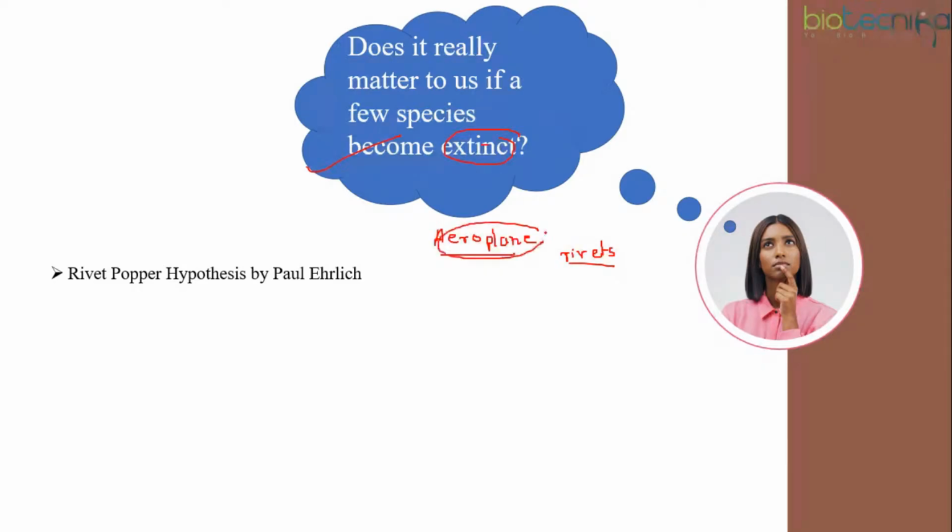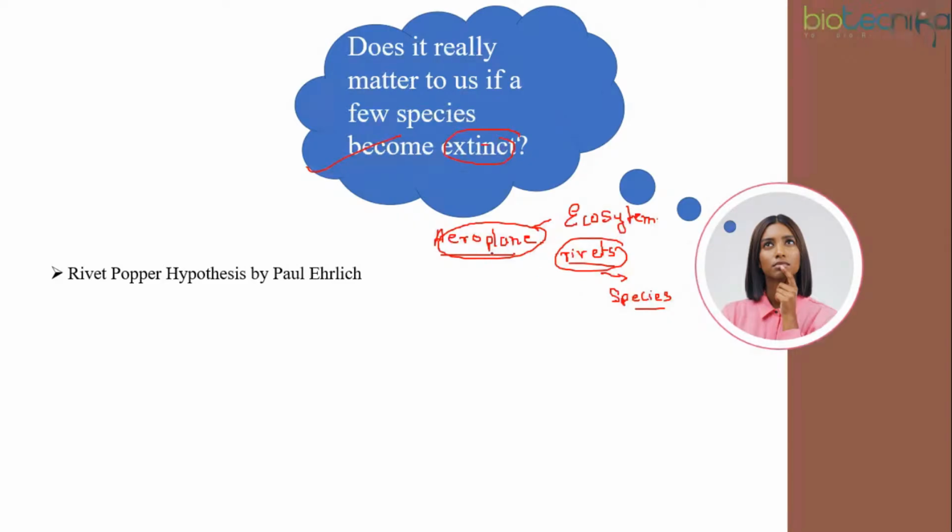Now consider this aeroplane to be an ecosystem, right? Rivets, you consider them to be species, and passengers like the anthropogenic activities, or humans, right? So they start killing the species.